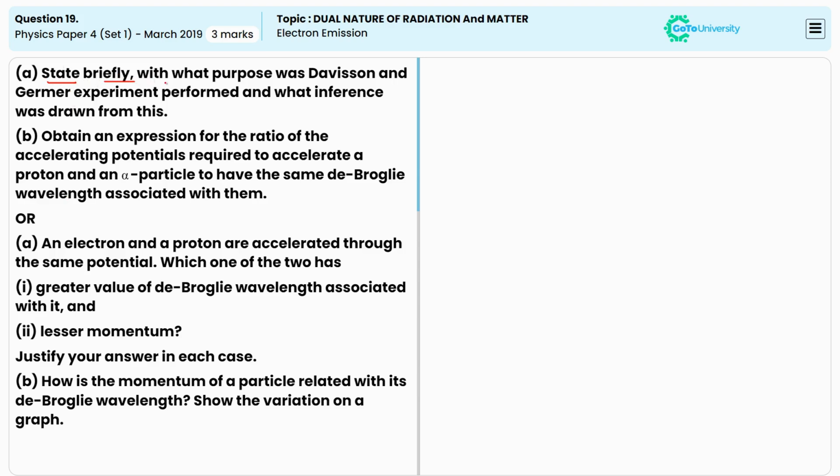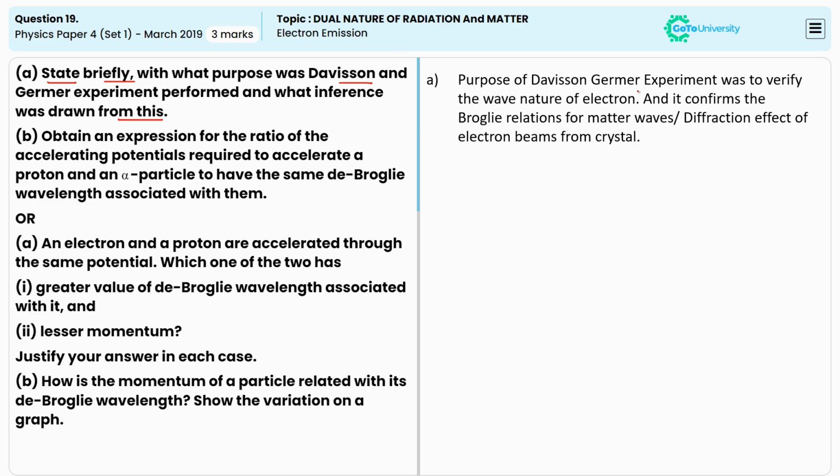State briefly what the purpose of the Davisson-Germer experiment was and what inference was drawn from this. The purpose of the Davisson-Germer experiment was to verify the wave nature of the electron. That means the behavior of the electron, how it works. The nature of the electron, how to verify that, we are going to use this experiment. And it confirms the de Broglie relations for matter waves, through the diffraction effect of electron beams from a crystal.